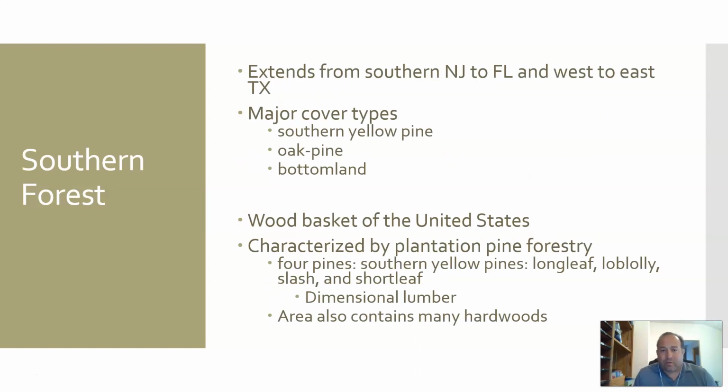Next, in our eastern forest, we got the southern forest. Now, the southern forest, the way that it's described is, some people say that it goes all the way from southern New Jersey all the way down to Florida and then all the way west to Texas. Your major cover types for the southern forest: southern yellow pine, oak and pine, and then bottomland hardwoods.